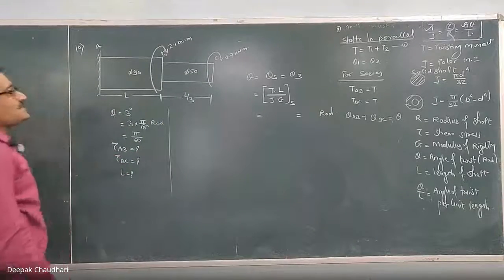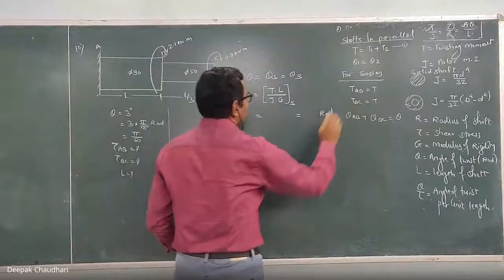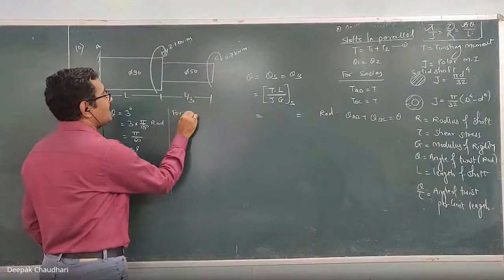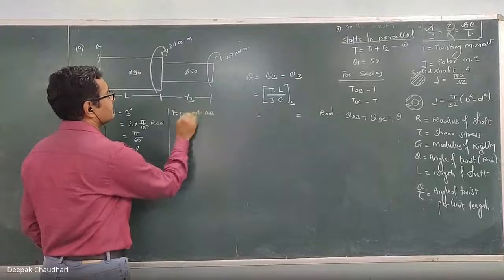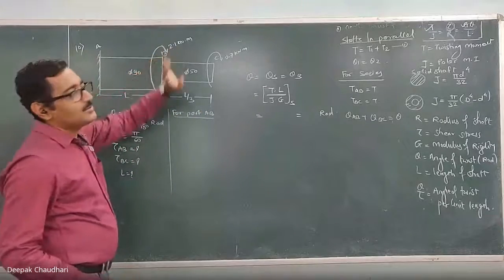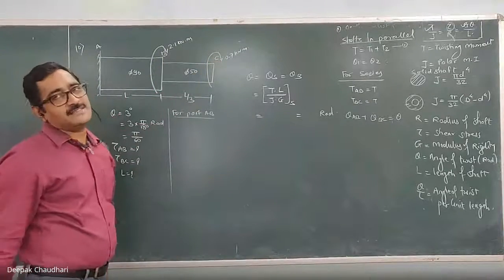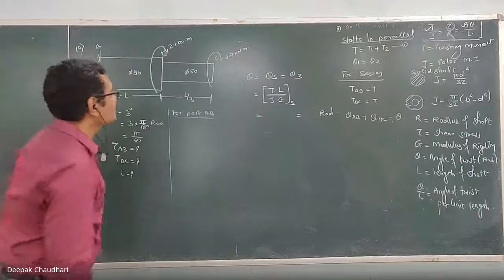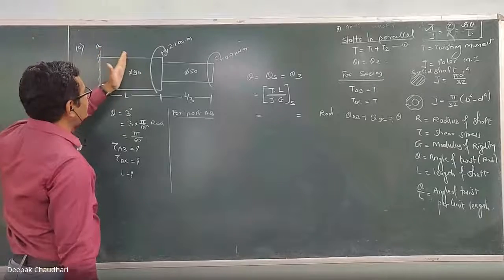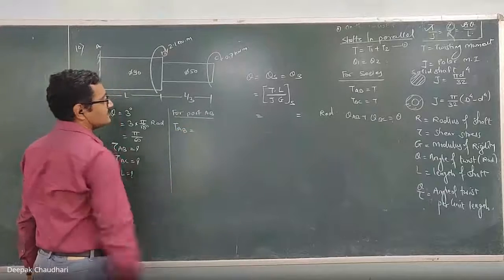Now these shafts are connected in series. When the shafts are connected in series, let's calculate the torque in each part. I'm writing for part AB. One torque is acting at point B, whose magnitude is 2.1 kilonewton meter, and another torque is acting at point C, which is 0.7 kilonewton meter. Because of these applied torques, what will be the total torque acting in the part AB?